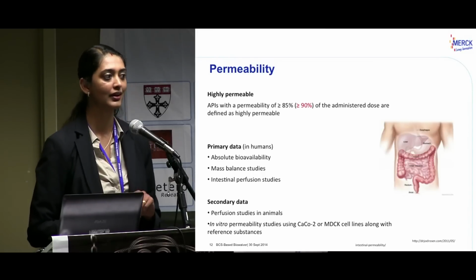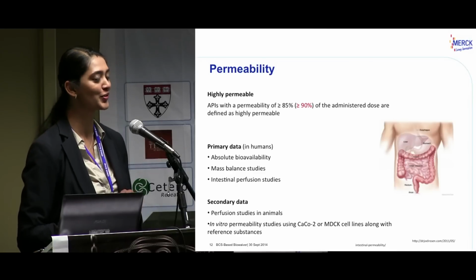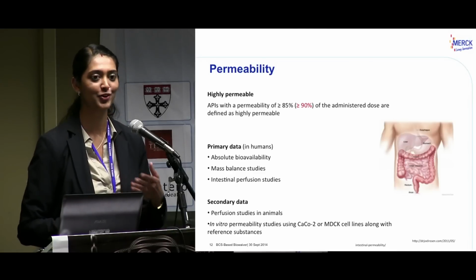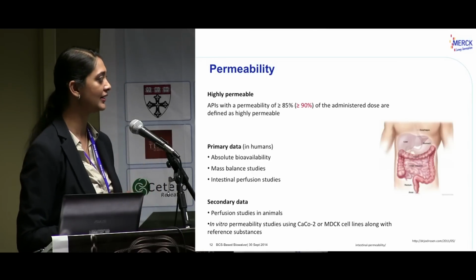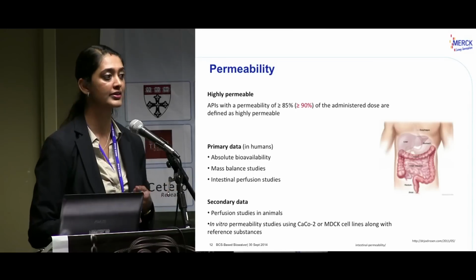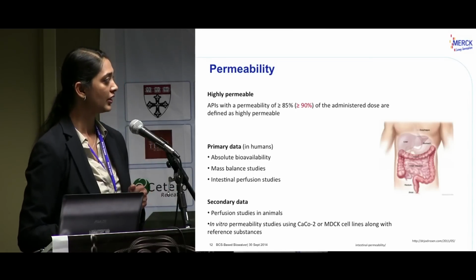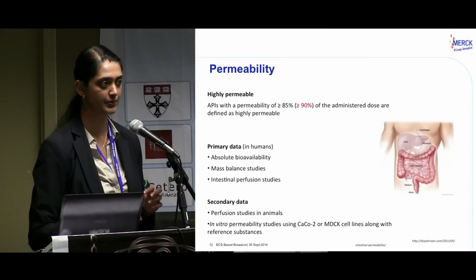Here again, the FDA is a bit conservative, and it says it needs more than 90%. And only then it considers the drug as highly permeable. Now, what data can you use to prove that your drug is highly permeable? Any data in humans is acceptable. Now the question is, how do we get this?